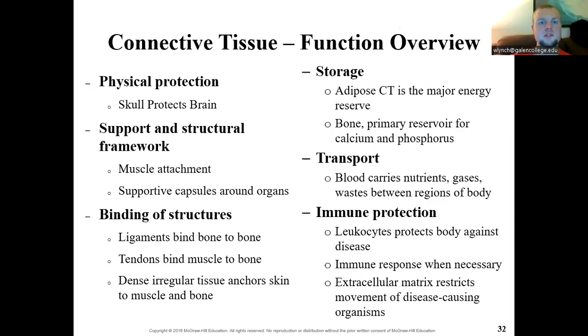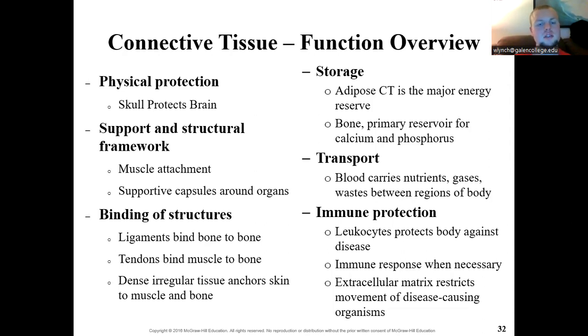All right, so for connective tissue, the functions are physical protection, a supportive framework, and they can bind structures together. The physical protection is in areas like the bone, so we have the skull. Supporting and structural framework, the bone yields a place for muscular attachment. For a binding structure, we have ligaments. Ligaments connect bone to bone. We have tendons. Tendons are connecting muscle to bone.